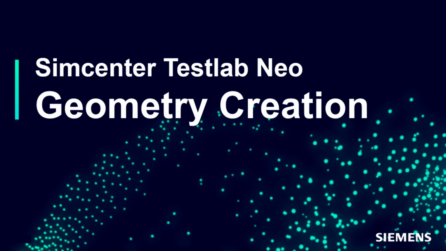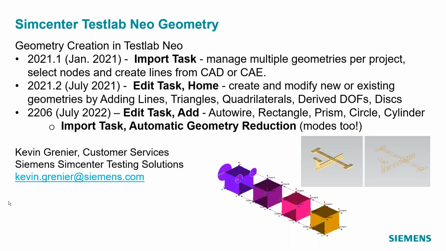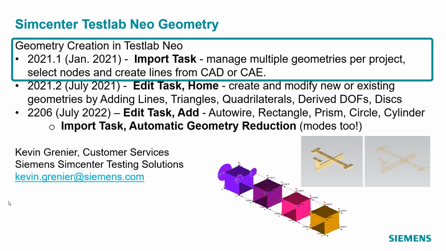What we're going to cover today is Testlab Neo geometry. You can still create geometry in classic Testlab, but we started adding geometry to Neo in version 2021.1. In January 2021, we had the import task, which we could use to import geometries from Testlab projects, CAD files, or CAE. For CAD, we use STL files, stereolithography files. And from CAE, we can bring in Simcenter 3D, Nastran, ANSYS, and Abaqus files.